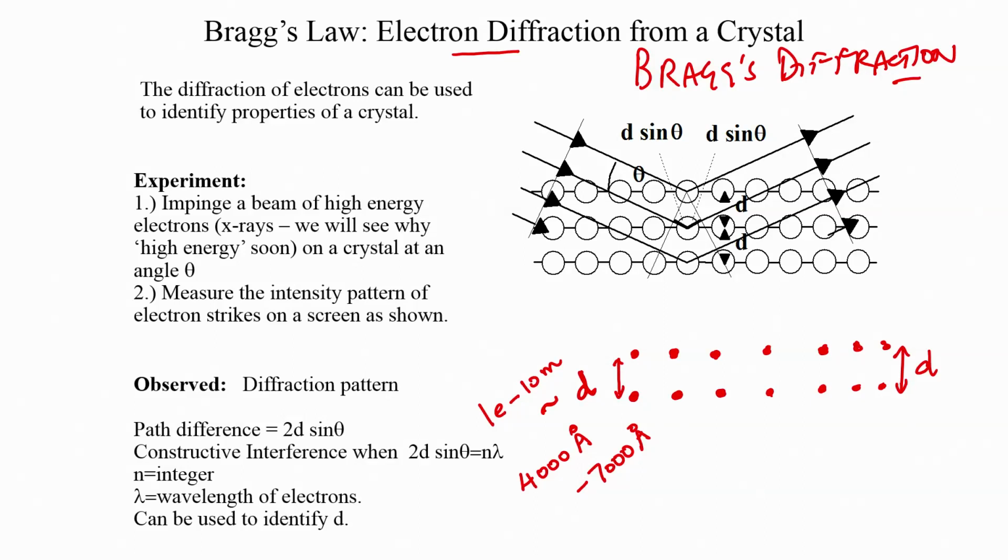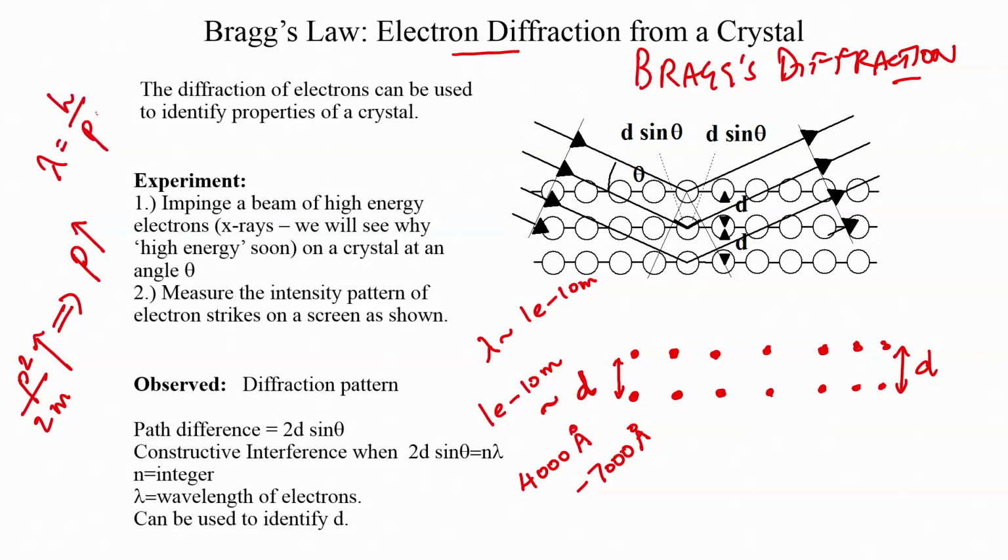And therefore, we need to use a wave which has a wavelength of the order of 1e minus 10 meters. And how is that done? It is done by using an electron gun, for example, and firing the electrons off at very high momentum. Because if you increase the energy, you increase the momentum, and due to de Broglie's relation, if the momentum is increased, the wavelength of the electrons will go down. And therefore, we can get very small wavelengths by having very large momentum in the electron beam. So you use high energy electrons to study the crystal plane.